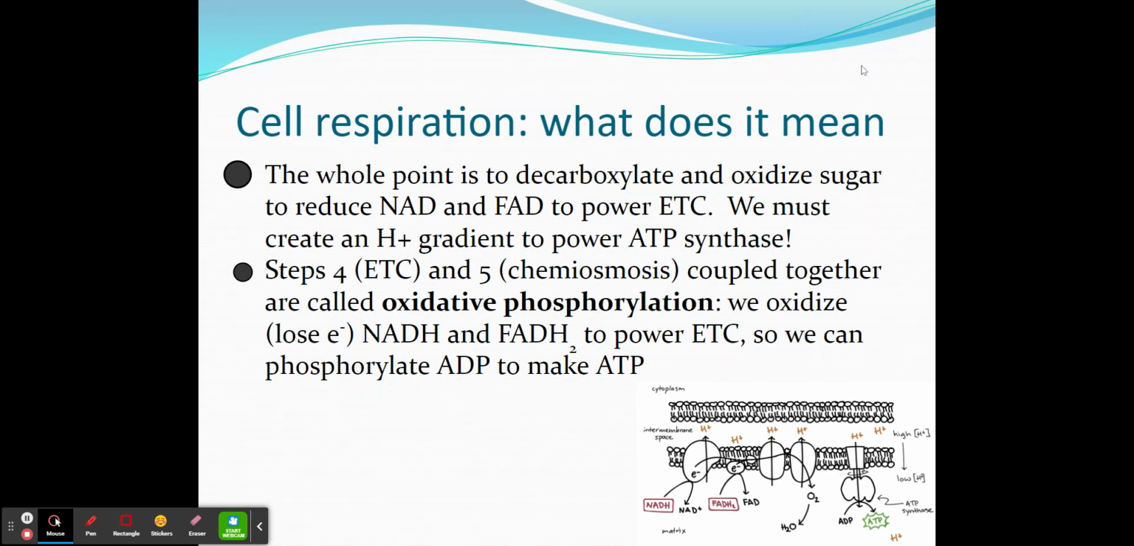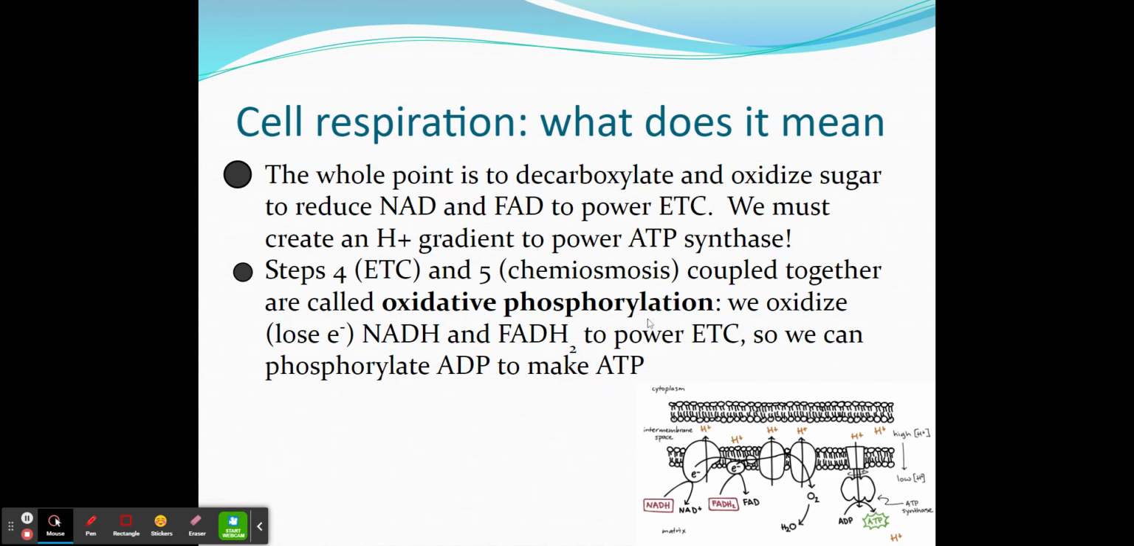Okay, so the whole purpose, let's take a step back. The whole purpose of cell respiration: we were decarboxylating, removing CO2s, oxidizing sugars so we could reduce these low energy compounds into high energy NADH and FADH2. And so those things could give up their high energy electrons to power the ETC. Powering the ETC creates an H plus gradient. The H plus gradient rushes out, powers ATP synthase. That's a lot of intermediate steps.